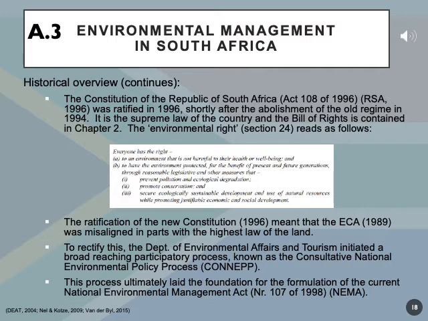The ratification of the Constitution meant that the ECA, the Environmental Conservation Act, was misaligned in parts with this highest law of the land. To rectify this, the Department of Environmental Affairs and Tourism, or DEAT, at the time, initiated a broad-reaching participatory process known as the Consultative National Environmental Policy Process. This process ultimately laid the foundation for the formulation of the current National Environmental Management Act of 1998.